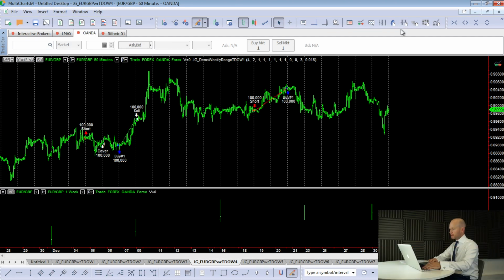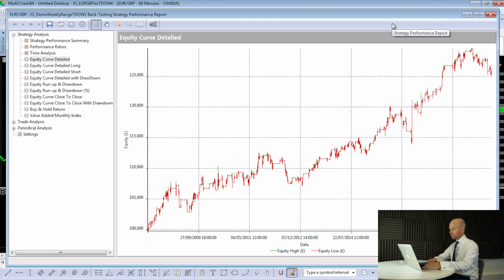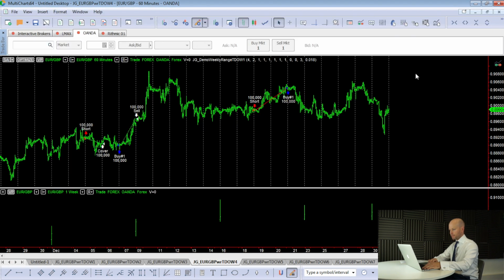Let's see what it's done to the equity curve. And it hasn't really damaged the equity curve too much. The equity curve's still quite nice, so I'm happy to stick with the 180 pip stop loss for now. The next thing I want to look at is the trades with that up close and down close filter and the 180 pip stop loss.